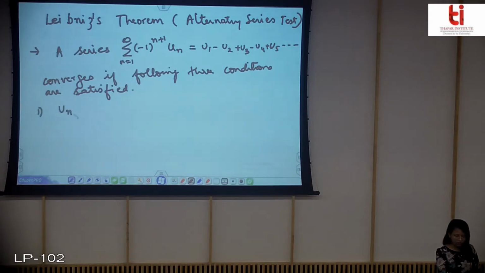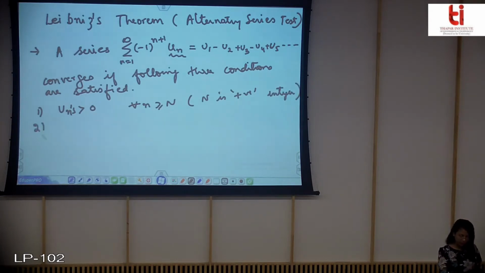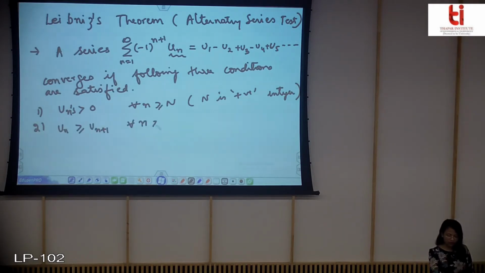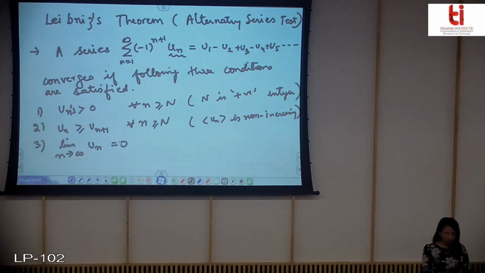The first condition is that un should be greater than 0 for every n greater than or equal to N, where N is some positive integer. The second condition is that un should be greater than or equal to un plus 1 for every n greater than or equal to N, and this means that un is non-increasing. And the third condition is that the limit as n tends to infinity of un is equal to 0.